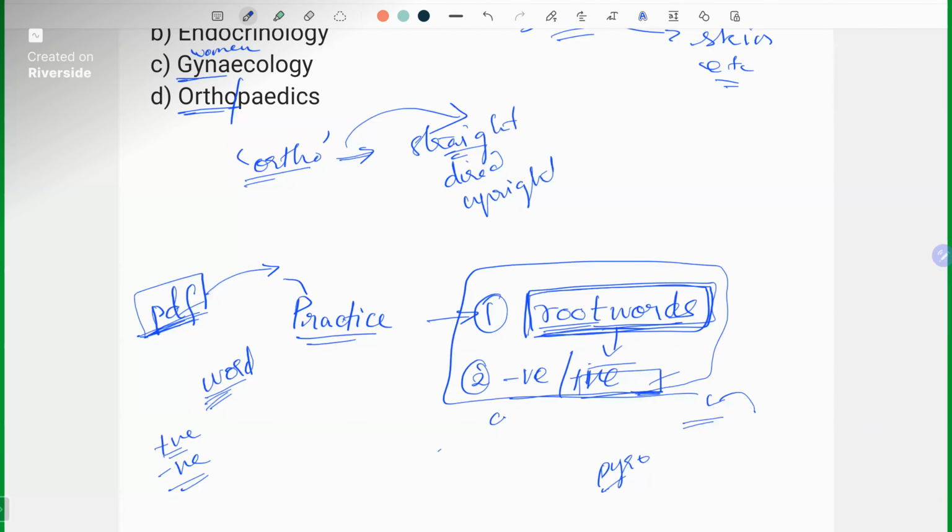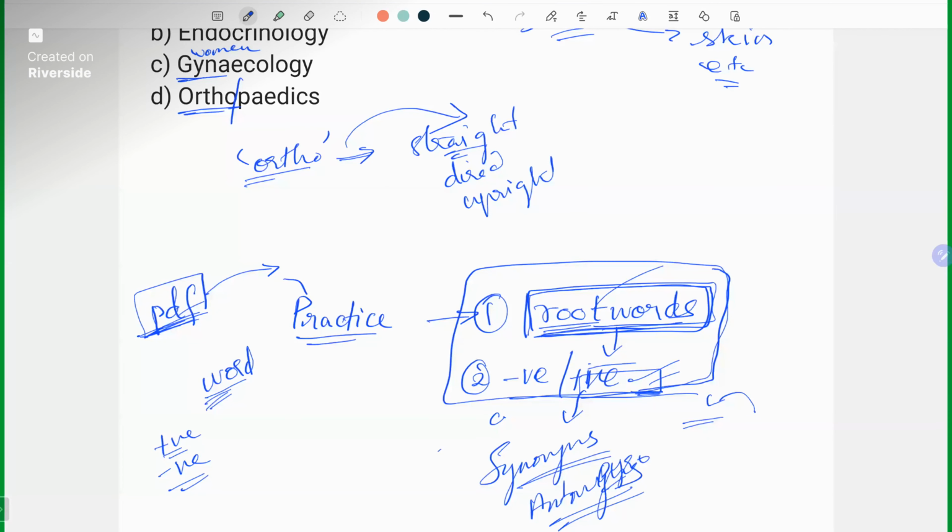Number 2, the positive and negative tone of the word. This is one way to work regarding one word substitution. The questions asked on one word substitution are very few. But root words and attaching a tone to the words you learn will help you in synonyms and antonyms and many other topics as well. Okay, so work along those lines.